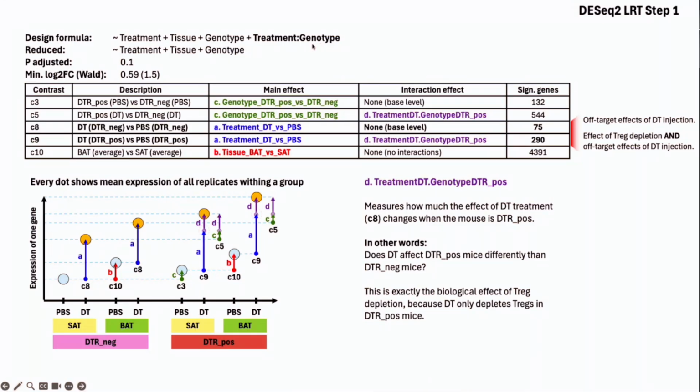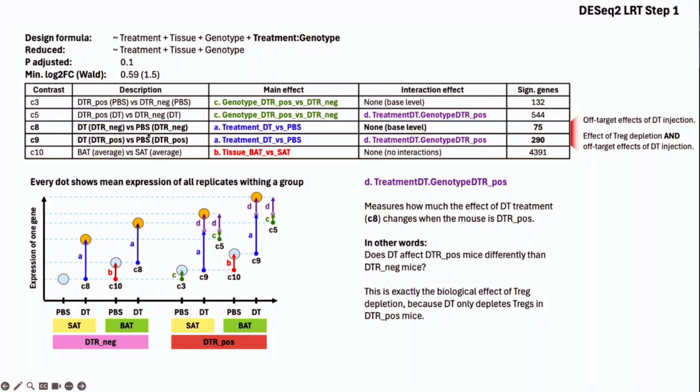But what is more interesting to see is the table of all possible contrasts and this plot that shows what exactly is modeled by DESeq. So the first thing we can see is that the tissue didn't interact with anything, so we still have average expression in BAT tissue versus average expression in SAT tissue, and it consists only of the main effect. There is no interaction. But because we have an interaction between the treatment and genotype, now this contrast that used to be 1 is split into 2.